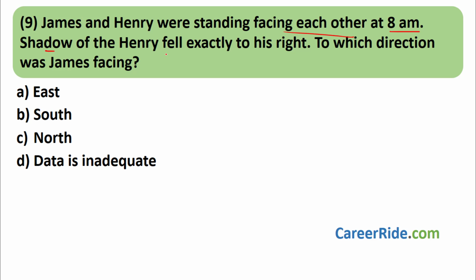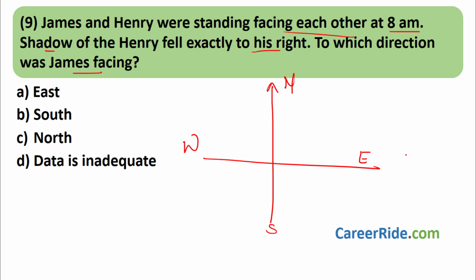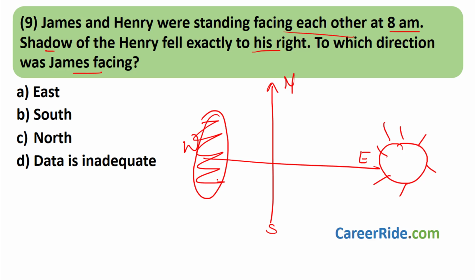Shadow of Henry fell exactly to his right. To which direction was James facing? Again, very easy sum. We have to find the shadow. So we will have our north, south, east, and west. Time given is 8 a.m. That means sunrise in the morning. Sun is in the east. So the shadow will be over here on the west side. This is the shadow.